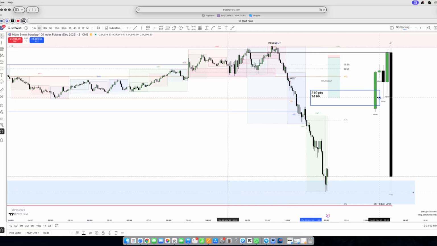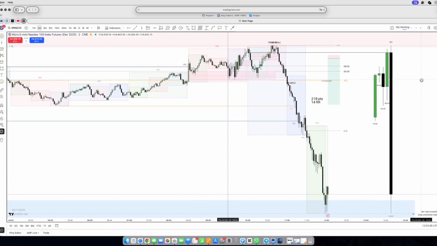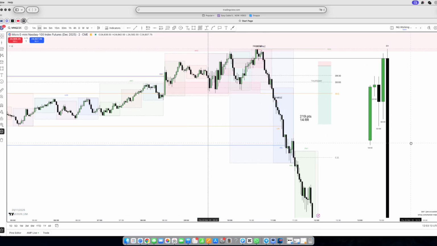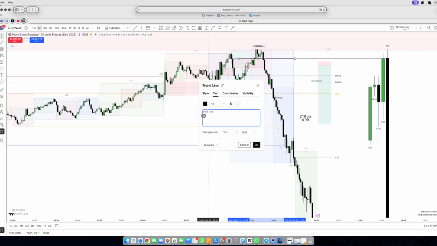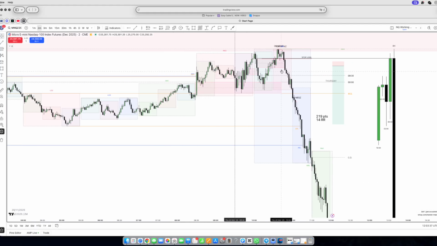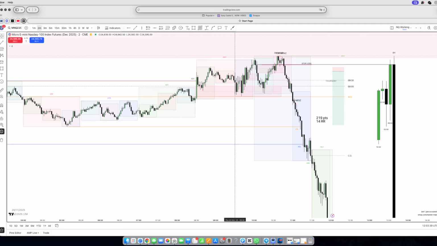Now this morning's trade was 219 points or 14 RR. I'll show you where my trade was exactly and where my stop loss went. My stop loss was, I'll just put it in here for you guys, just above this. Stop loss was here, just above the inverted fair value gap. And then once price started moving, I was looking at the inverted fair value gaps from the left side of the curve and looking at the size of the candles.